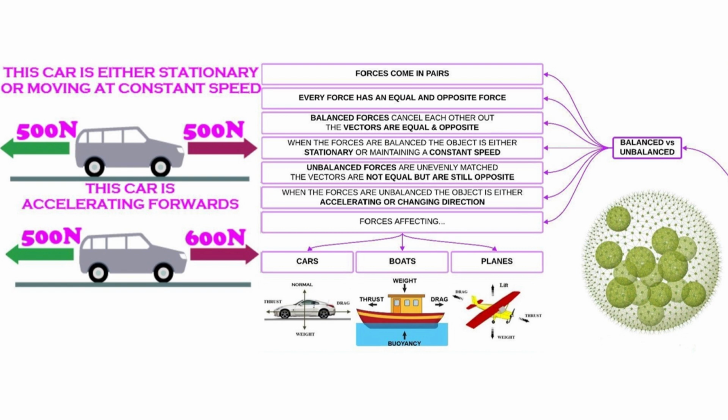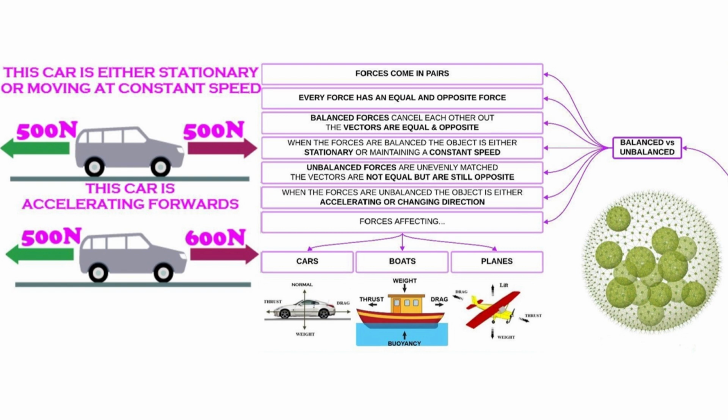For now, we're going to look at the forces affecting cars, boats, and planes. We'll start with cars. So the upwards force is called the normal force. Downwards is weight or gravity. Thrust is propelling it forward, and drag is resisting the motion.